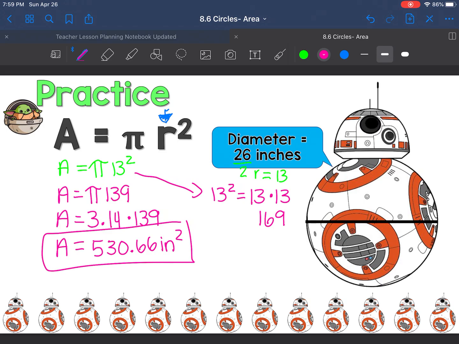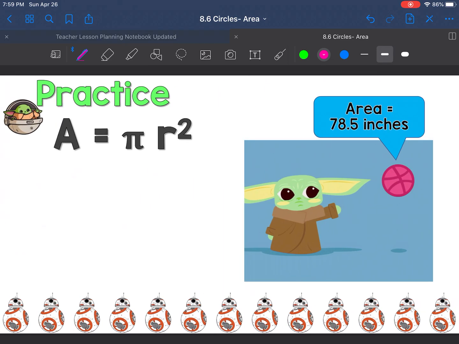Now, let's take another look. Let's take a look at Baby Yoda. So Baby Yoda here has a basketball. This time, though, we know what the area is. We know that the inside space of my circle is 78.5 inches. Now, I need to figure out what my radius is. So, since I know what my area is, I can plug 78.5 in for my area.